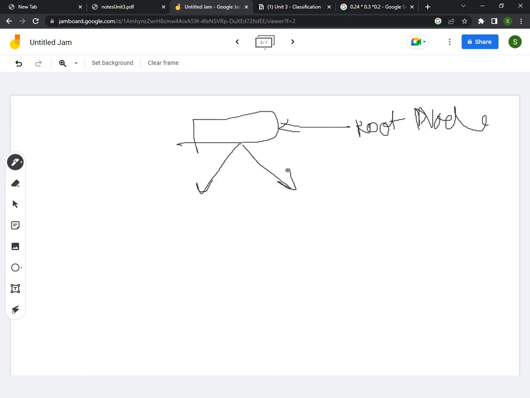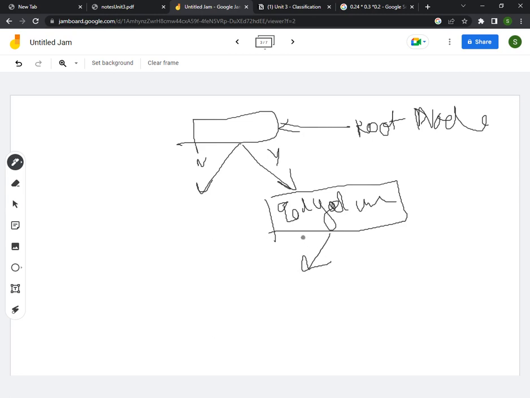For example, if today is Sunday, then to the left side it will say no, and to the right side it will say yes. And then if yes, we will ask: is it good weather today? Good weather. If good weather, then we will move to no and yes.